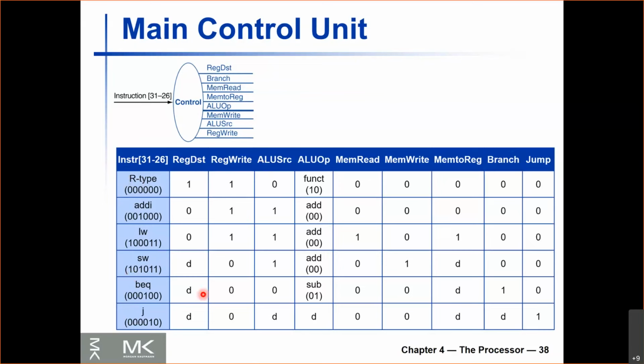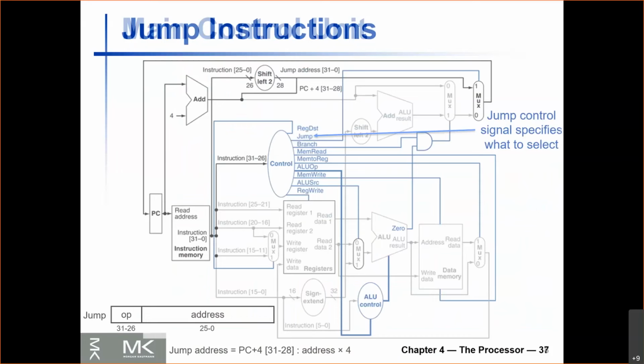Okay, and I will leave it as an exercise for you to go through this table and verify that each of these are correct. But for example, the reg dest, if you go back, you can see was supposed to be 0 when we are using RT as the destination, and 1 when we are using RD as the destination. That's exactly what we have over here.